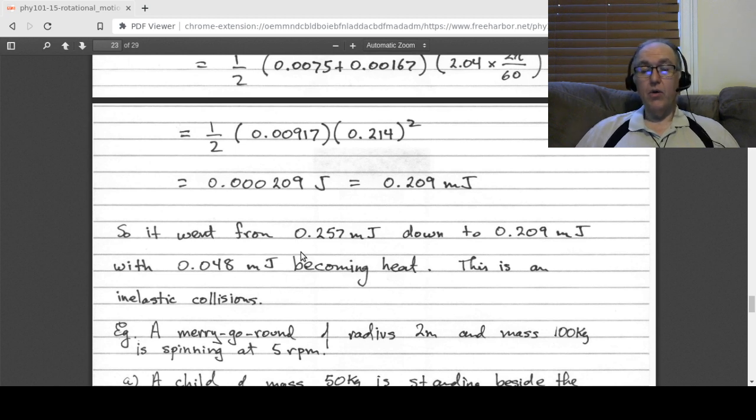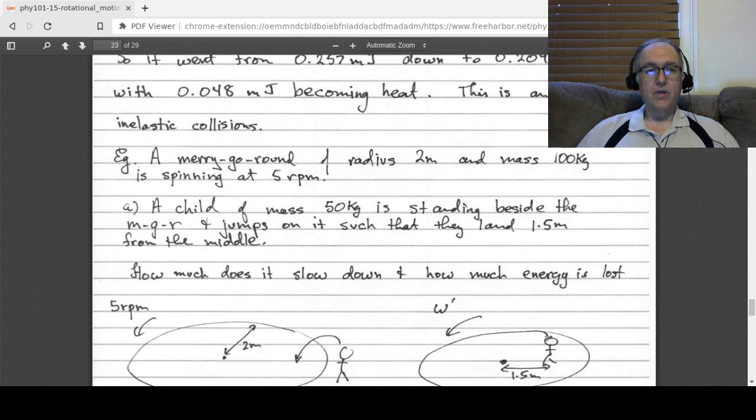So there we go. There's a problem using conservation of angular momentum, and it's very similar to one that you're going to do in the lab, because you're actually going to measure the angular velocity before and after and see if it works. Here's another one. I'm going to do two more problems with this.